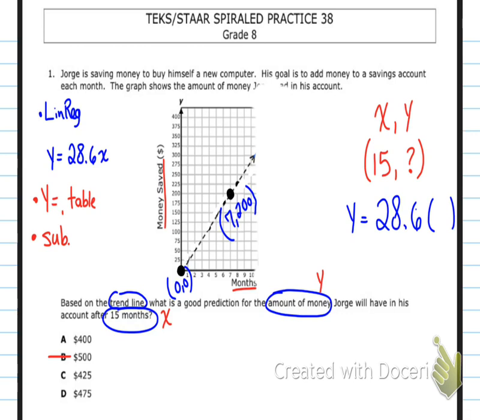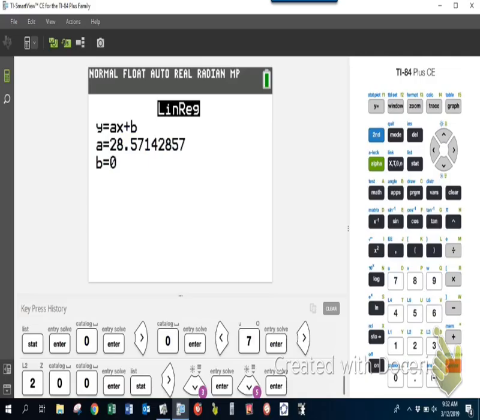All I'm simply going to do is, in place of the x, substitute what I know my x value is. My x value is 15. So what's 28.6 times 15? And that's one way to solve for the y.